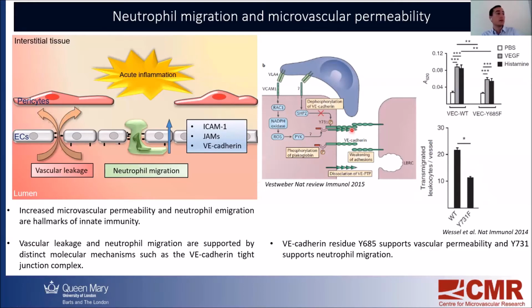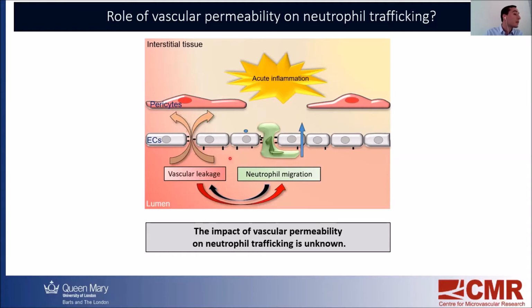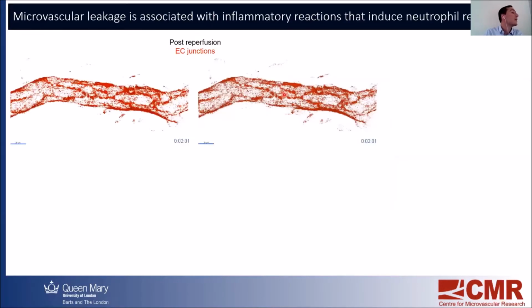In this context, we know that neutrophils, when they are migrating through the endothelial cell barrier, can themselves induce vascular leakage. But the impact of vascular permeability on neutrophil trafficking is unknown, and that is the aim of this project. To do this, we extended our confocal and intravital platform to analyze simultaneously neutrophil migration in the cremaster muscle and vascular leakage in parallel.